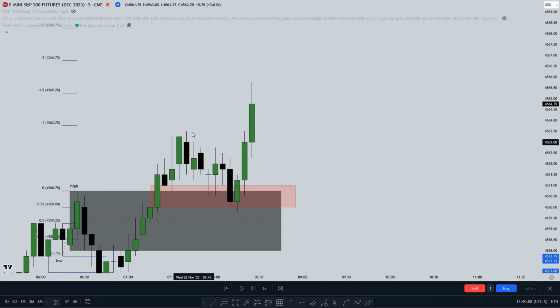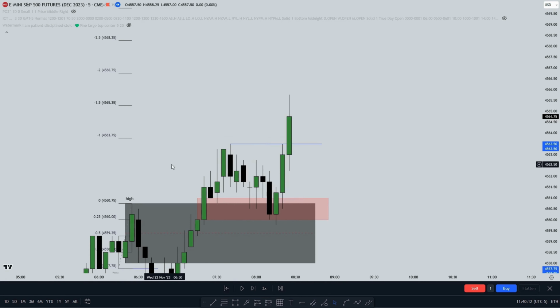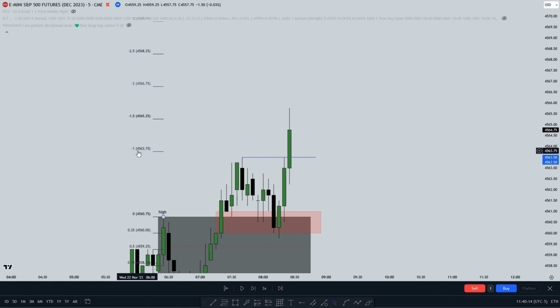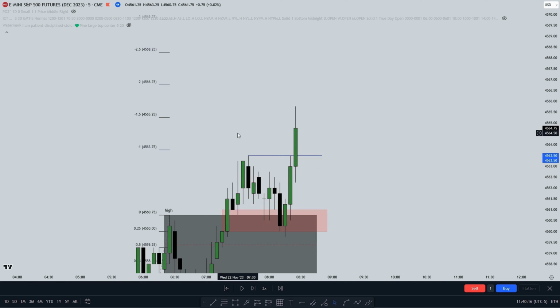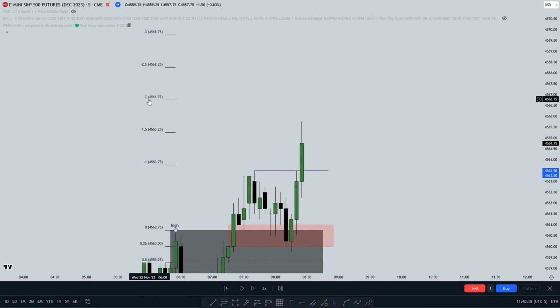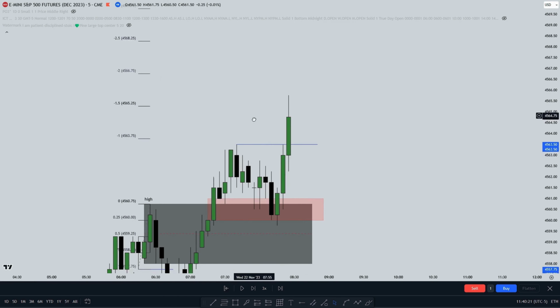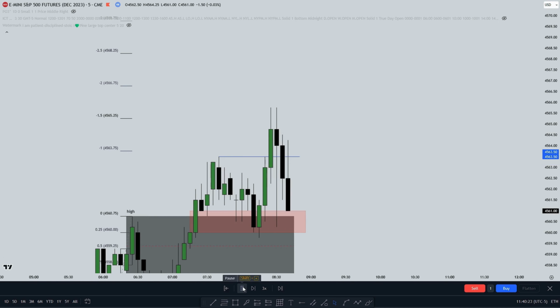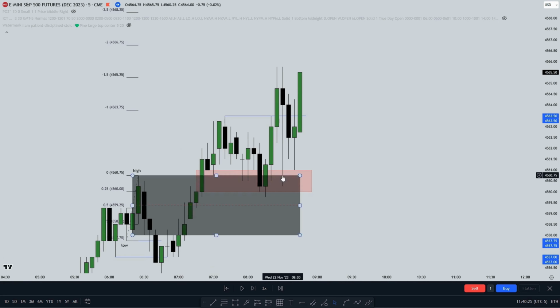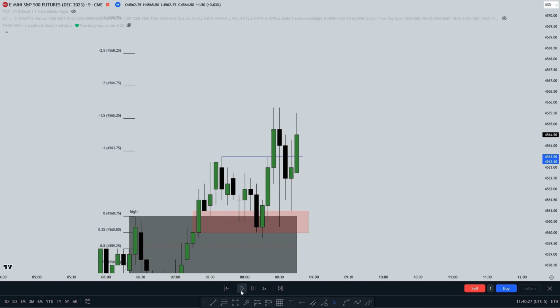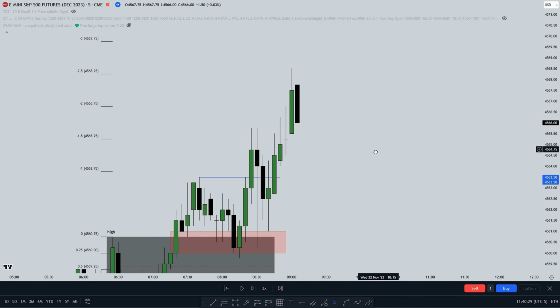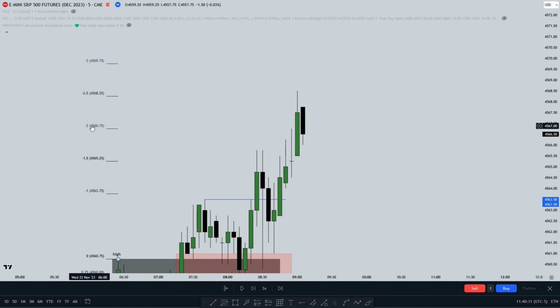And right here we take out these highs. And we also took out the -1 to -1.5 range. So now let's see if we can go all the way up to -2 to -2.5 range. Right here we tap into the breaker again and go all the way up to the -2 to -2.5 range.